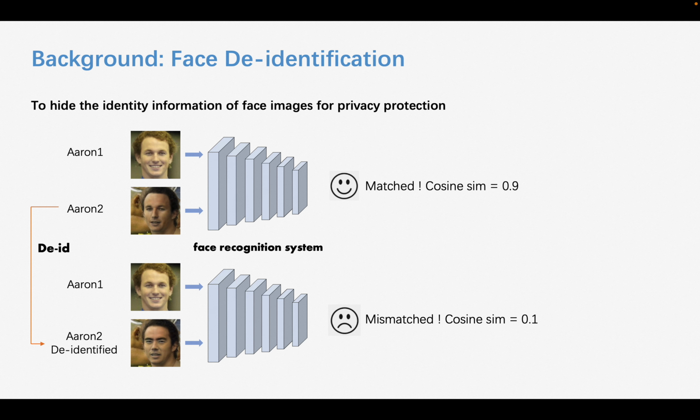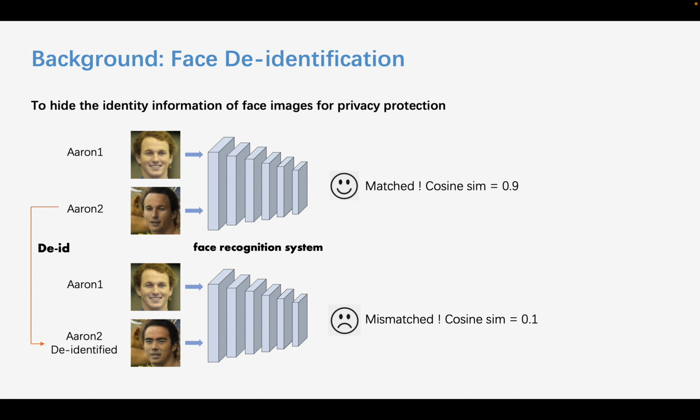Face de-identification aims to hide the identity information of face images for privacy protection. An example of face verification is shown below. Given two images of the same person, the face recognition system will identify both images as having the same identity. However, if one of the images is de-identified, face recognition will fail.